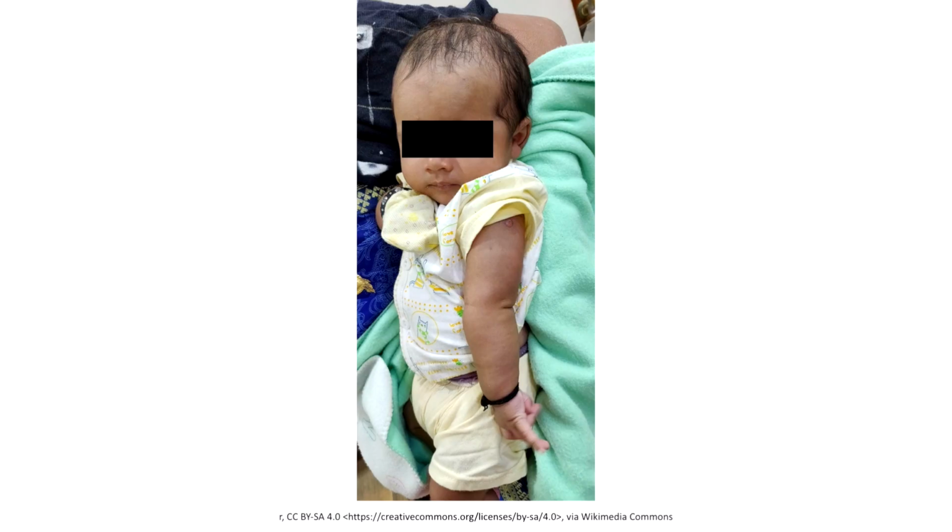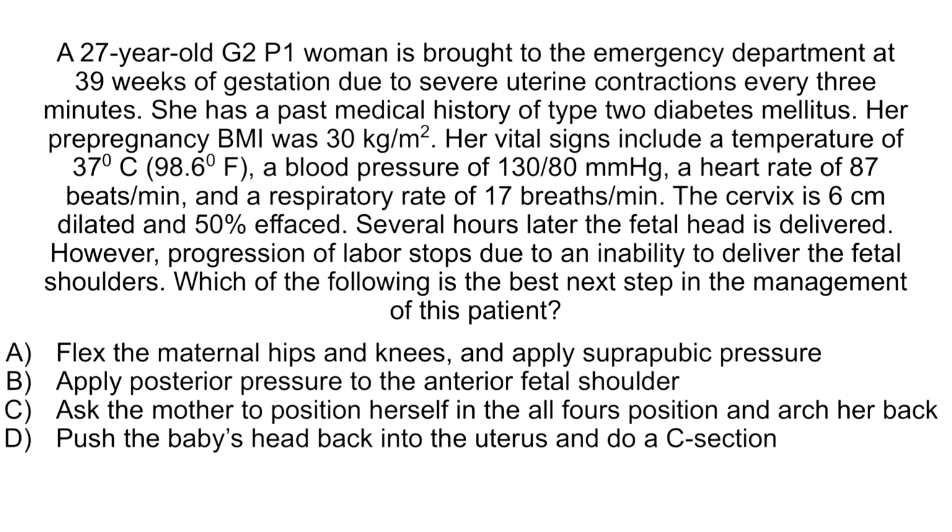On this image, you can see a waiter's tip deformity characteristic of Erb palsy, and hopefully you can appreciate this adducted, extended, and pronated arm. All right, let's wrap up with a question. A 27-year-old G2P1 woman is brought to the emergency department at 39 weeks of gestation due to severe uterine contractions every 3 minutes. She has a past medical history of type 2 diabetes mellitus. Her pregnancy BMI was 30.